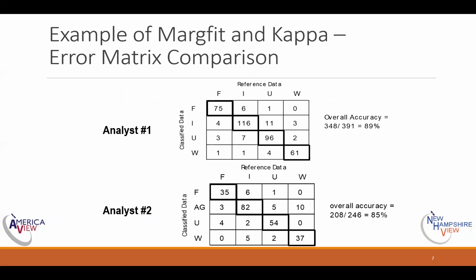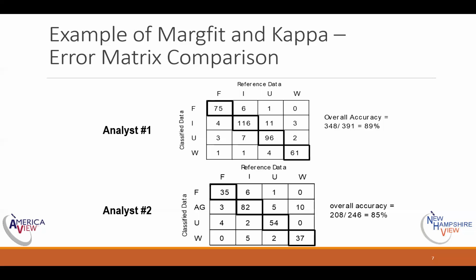Okay. All right, so here's an example for you so we can understand what's going on. So we've got two different analysts, okay, and on the one axis is the classified data, or what their map said. On the other axis is the reference data. We've got four categories here: forest, industrial, urban, and water. And you can see that the first analyst took 391 samples. They were a little bit more aggressive, or whatever you want to say about them.